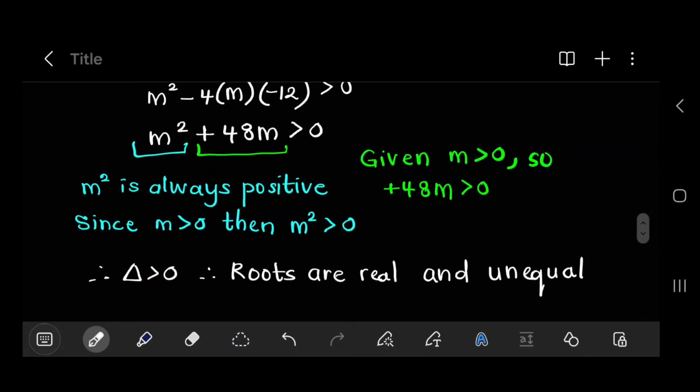You were just substituting, simplifying, analyzing what you have, and seeing if each term gives you a positive value. So ultimately seeing if this left-hand side is going to be positive, which yes, it was. So that means that the discriminant is greater than 0. Therefore, our roots are real and unequal.